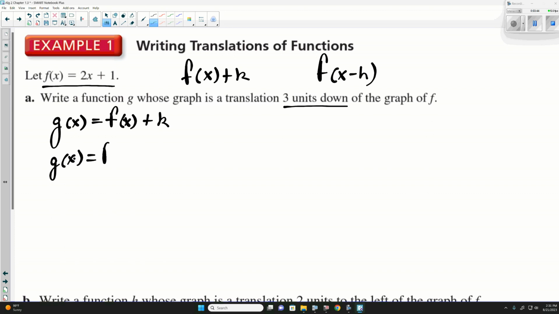Now we're going to input some information in. How far are we moving the function up or down? 3. Is it going to be positive or negative? Which direction are we going? Up or down? Down. So since we're going down, it would be negative, because down is our negative direction, up is positive. Right is positive, left is negative. Any questions on this so far?